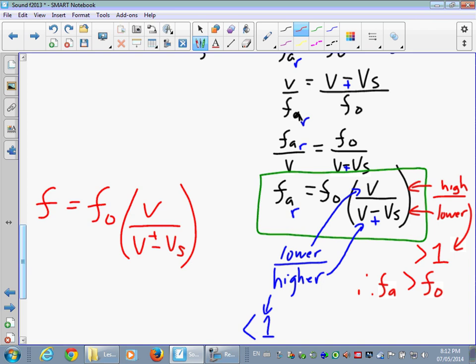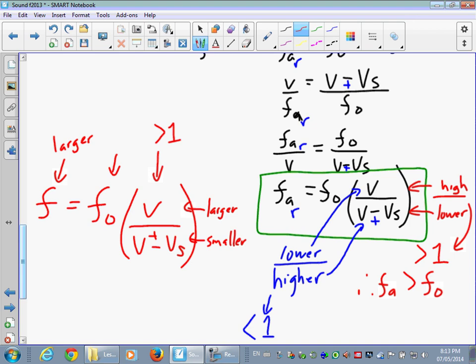So if you're looking at the approaching one, and you're trying to figure out whether you're adding or subtracting, when the object is approaching, f has to be larger than f naught. And if that's going to be larger, it means this fraction has to be greater than 1. If that has to be greater than 1, then the value on top has to be larger than the value on the bottom, which needs to be smaller. The only way that the value on the bottom can be smaller is if you subtract vs instead of adding it. So that's your hint for whether you add or subtract.